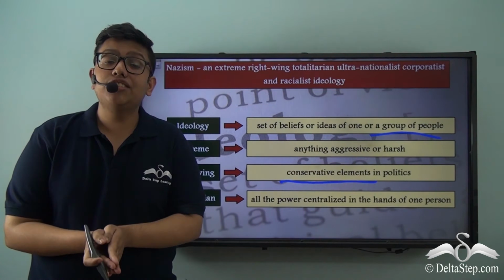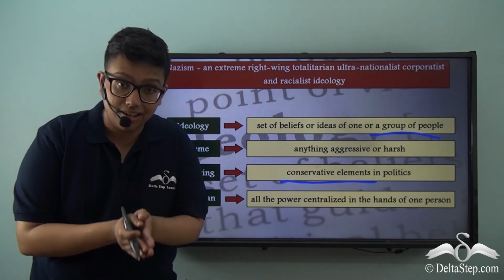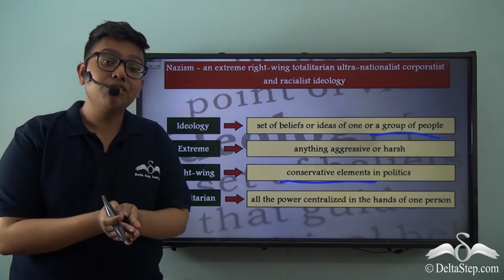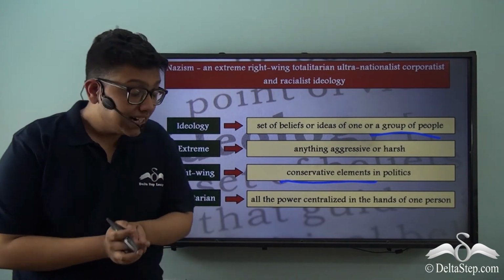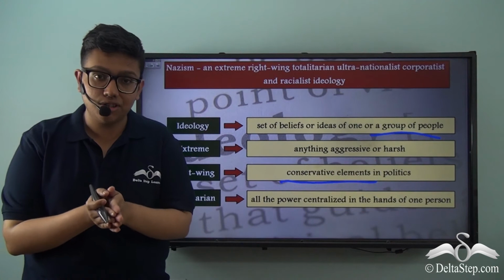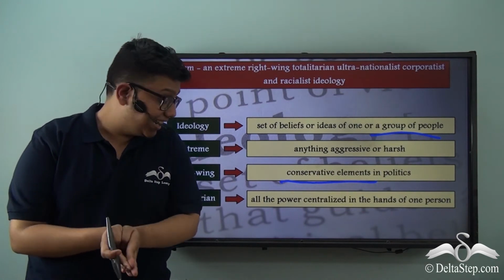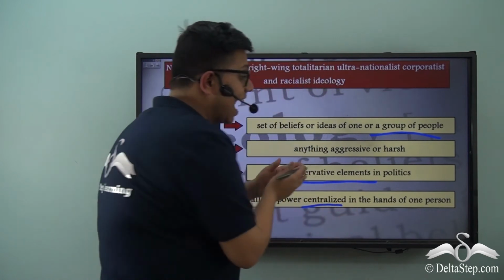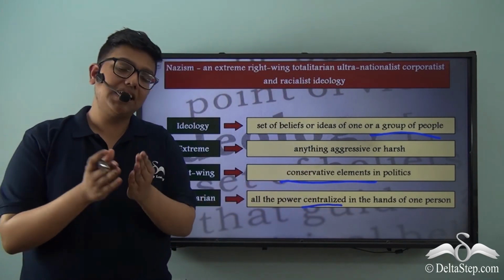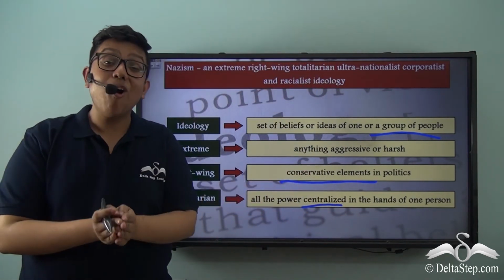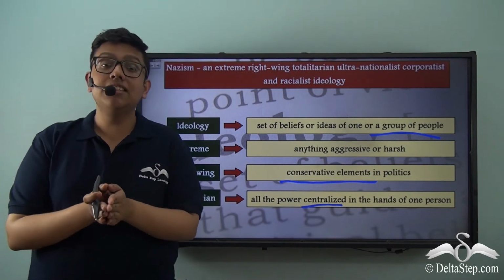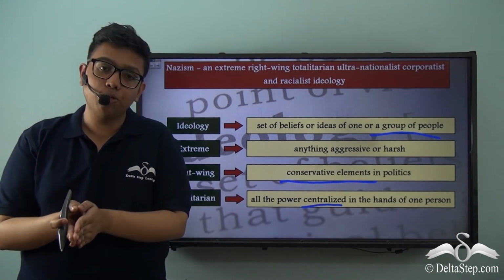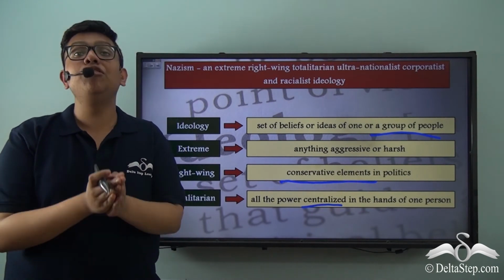Now, Nazism was also a totalitarian ideology, and totalitarianism itself was very crucial to the core tenets of Nazism. Now, in a totalitarian ideology or in a totalitarian state, all the power is centralized in the hands of one person who becomes the authoritarian leader or the dictator. A person who has all the power in the country and a person who no one can oppose and everyone is bound to abide by.